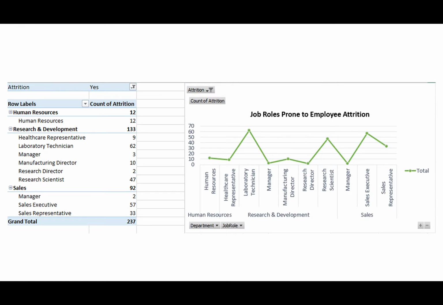Up to this point, one might be confident, including myself, to assume that the job roles prone to the highest number of attrition must belong to the sales department, since it has the highest attrition rate. But based on the analytics we got so far, this does not hold true. The highest turnover number belongs to the laboratory technician in the research and development department, where 62 employees have recorded attrition. The second highest job role prone to attrition is, as you can see, sales executive with a turnover of 57 employees, followed by research scientist with 47 employees respectively.